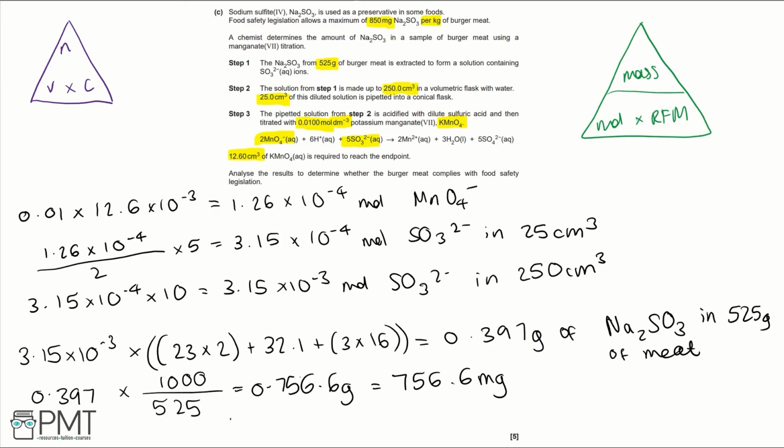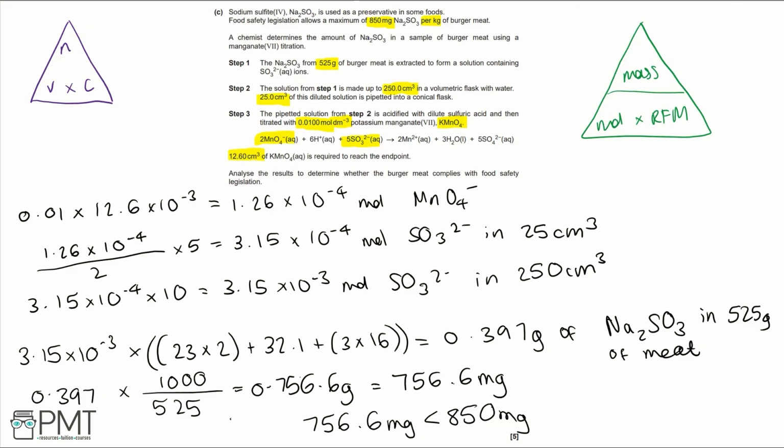So we're allowed 850 milligrams. So 756.6 milligrams is less than 850 milligrams, and therefore our burger meat is complying with these food safety legislation and it's safe to eat from what they've told us.